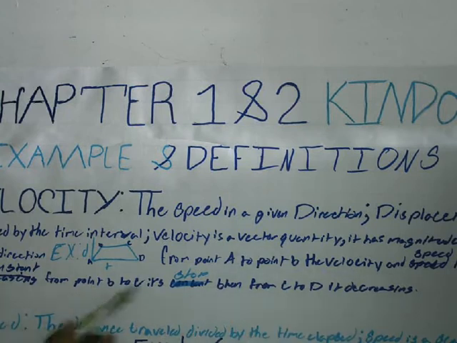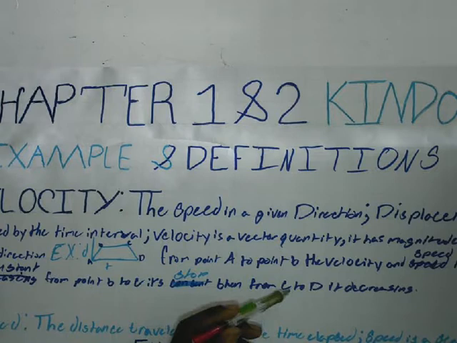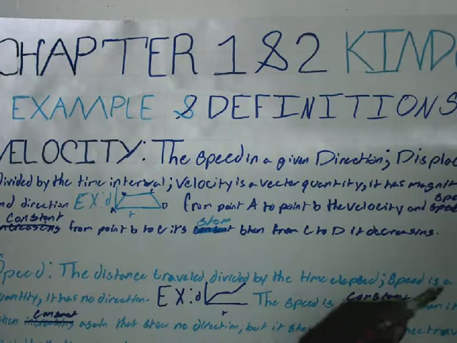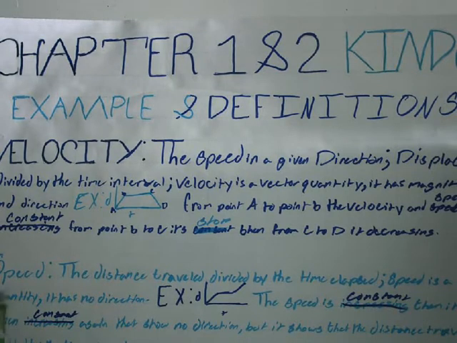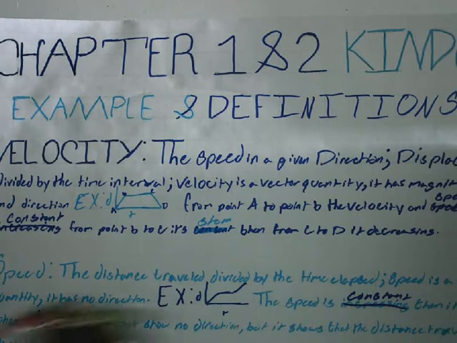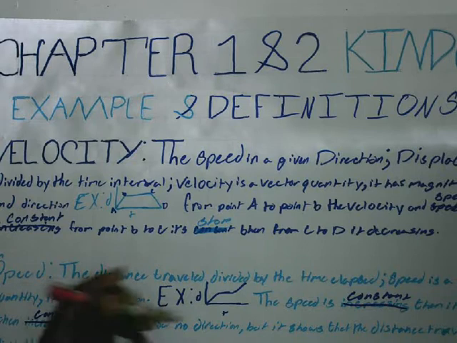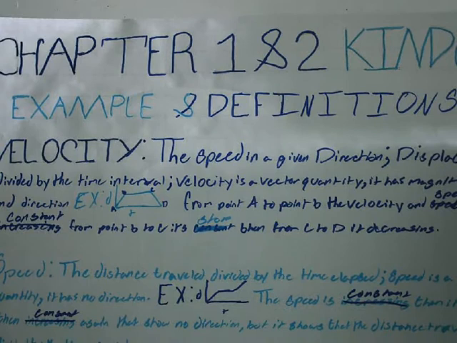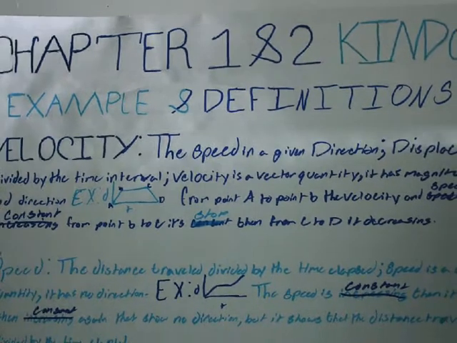Speed, the distance traveled divided by the time elapsed. Speed is a scalar quantity. It has no direction. This example shows you all of it. Again, the speed is constant, then it stops, then it is constant again. That shows no direction, but it shows that the distance traveled is divided by the time elapsed. Basically, if speed has no direction whatsoever, you really have no motion. Basically it's just straight.